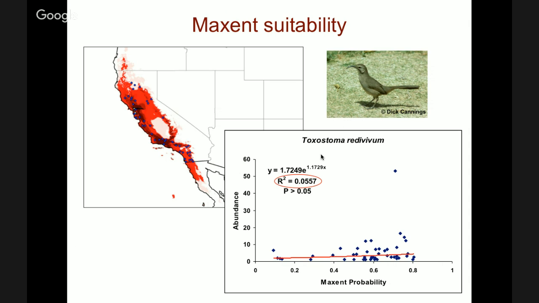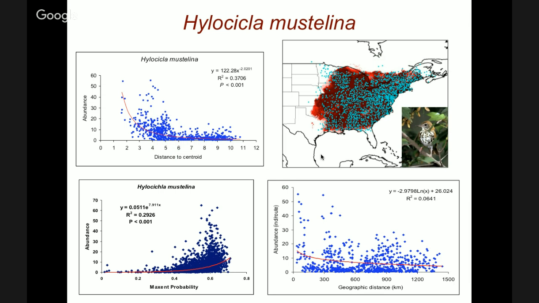This was quite an exciting first result, so we continued to do this analysis with several other species of birds, with data from the breeding bird survey, using the distance to the niche centroid, the distance to the geographic centroid, and the Maxent output.